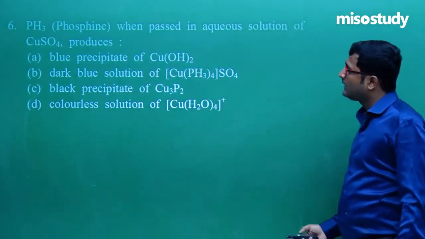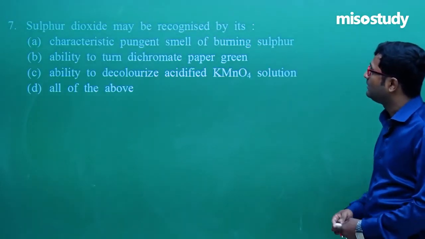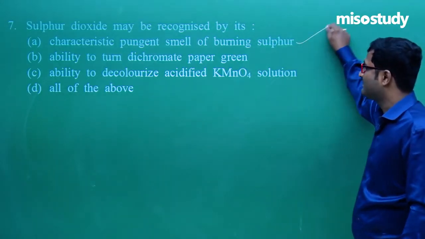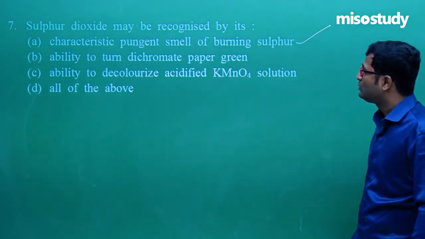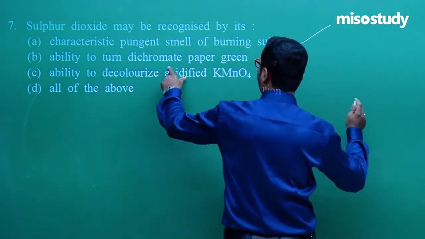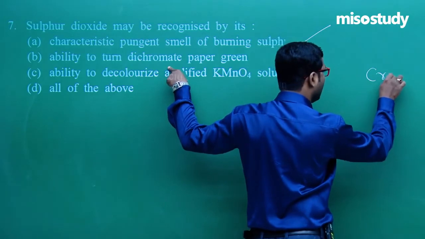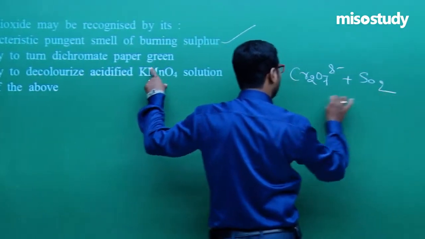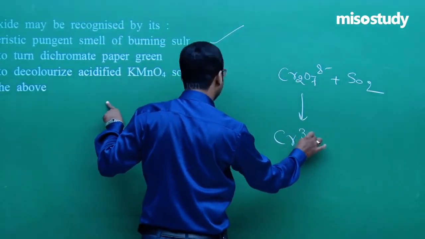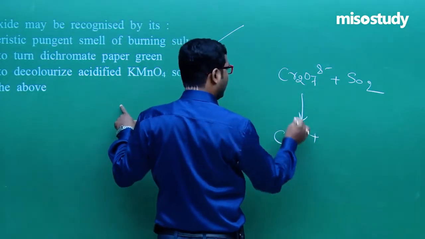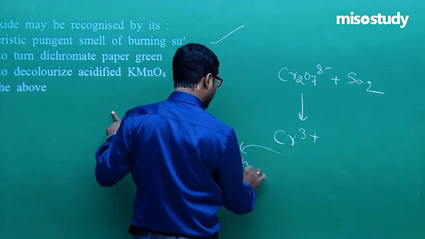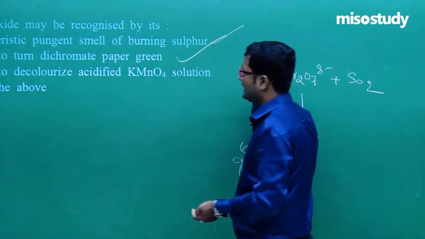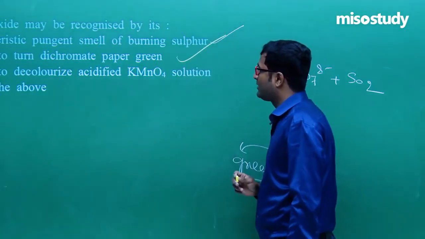Now the next one is question number 7. Sulfur dioxide may be recognized by its characteristic pungent smell. This one is correct. Ability to turn dichromate paper green: Cr2O7 2- plus SO2 forms Cr3+, and this Cr3+ we know is green in color. So this one is also correct.